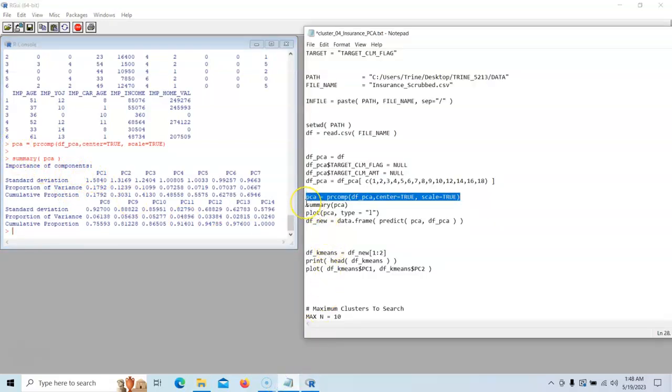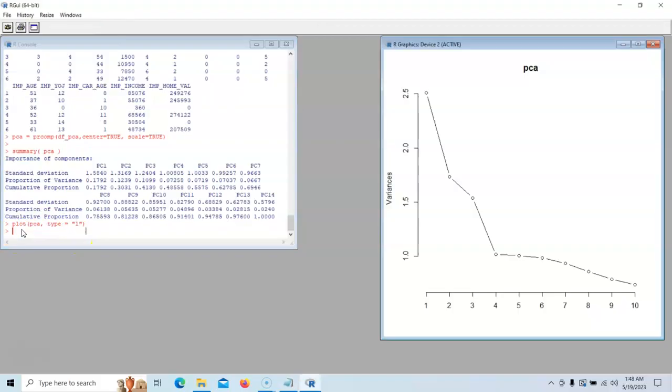What we'll want to do is a scree plot to see how many principal components we should use. So let's plot this. And there it is. Right about here is where it starts to drop off. So maybe 4 principal components, I don't know. We could do 4 principal components here, maybe 3 if we wanted to.